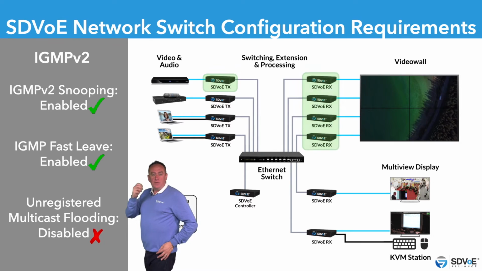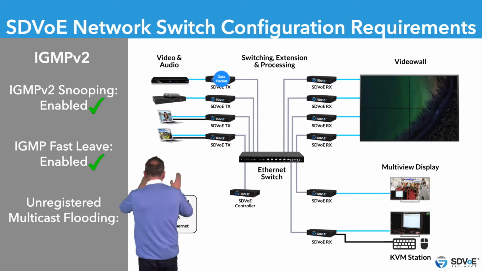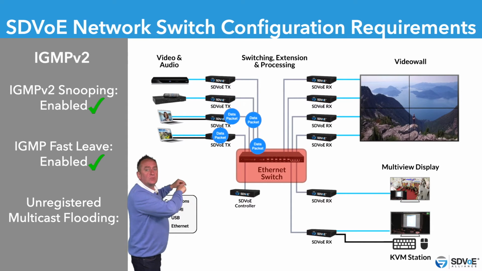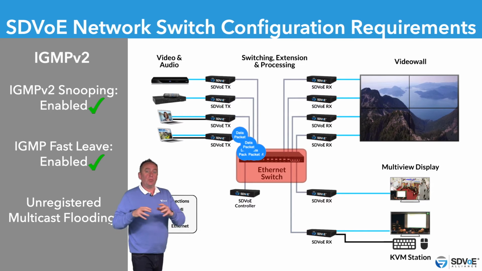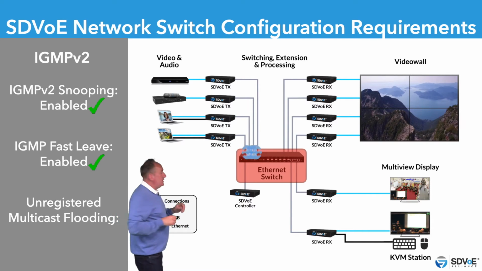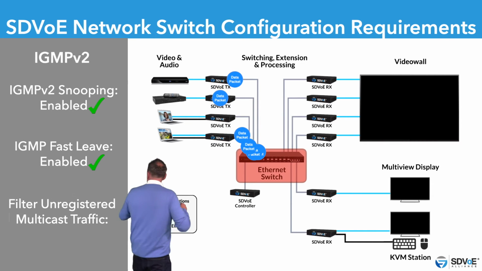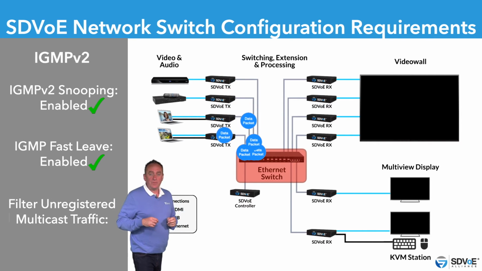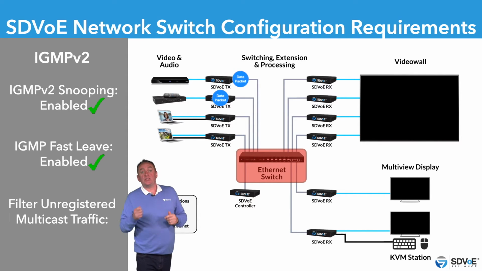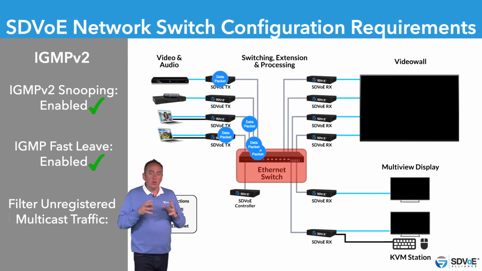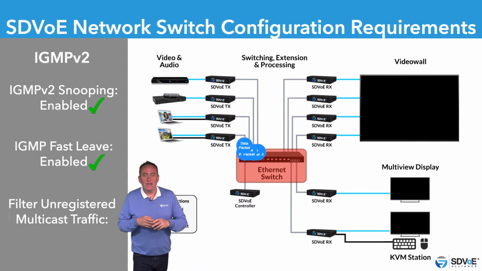Okay, if you've not disabled unregistered multicast flooding, your network will be overwhelmed by video data from unused transmitters, and it could stop communicating altogether. This setting is sometimes called filter unregistered multicast traffic. For an even easier approach, look to SDVoE Alliance member switch manufacturers like Netgear, who've already pre-configured out-the-box solutions for full SDVoE compatibility.